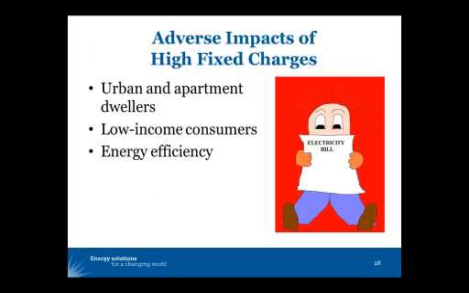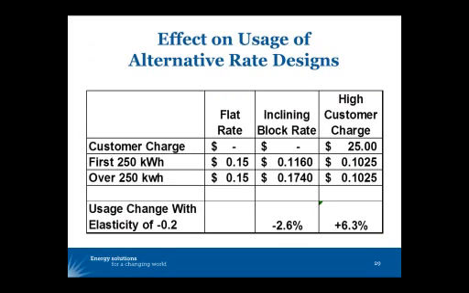So here I've put together three hypothetical rates. I started with a 15-cent per kilowatt hour flat rate, no customer charge, and all kilowatt hours at 15 cents. And I use that as the baseline to measure the impacts. And the first alternative I tested was an inclining block rate, also with no customer charge. This is kind of like the rate design in Palo Alto, except it's 2 blocks instead of 3.